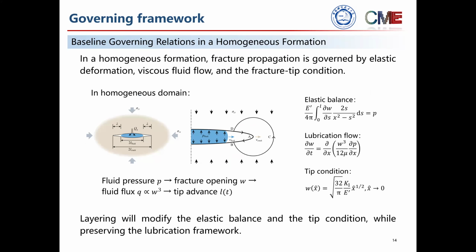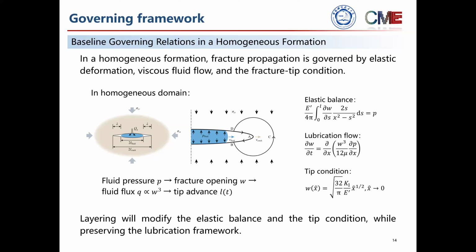In a homogeneous formation, the coupled problem consists of 3 familiar pieces. First, the elastic equilibrium relates the pressure acting on the fracture face to the opening. Second, a lubrication flow relates the pressure gradient to the rate of fluid transport and the evolution of opening. Third, the fracture tip conditions impose the local asymptotic opening required by fracture resistance.